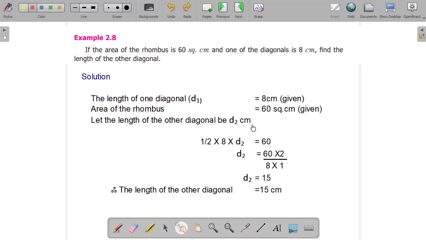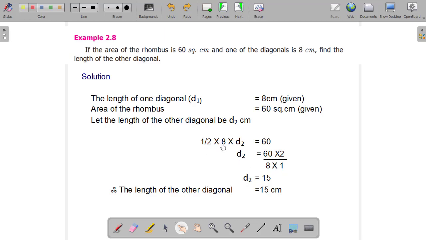Then as per the formula for finding the area of rhombus, we have half into d1 into d2 is equal to area. So here we know the value of d1 is 8 and also we know the value of area is 60. So putting the values in the formula, we get this equation. So, keeping the variable d2 on the left hand side, I send all the elements to the right hand side.